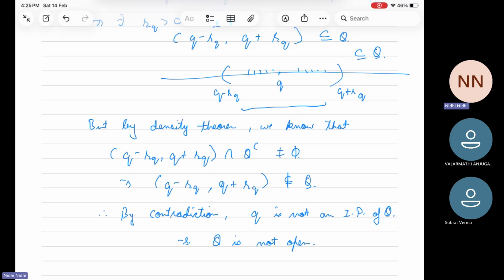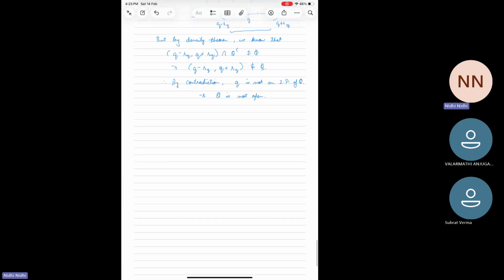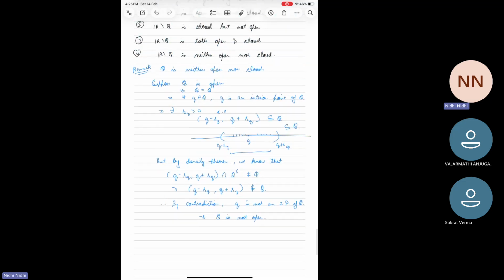I hope until here it is clear that set of rationals is not open. Is it fine? That set of rationals is not open. Next, we will see that it is not even closed. Please let me know if this is fine.